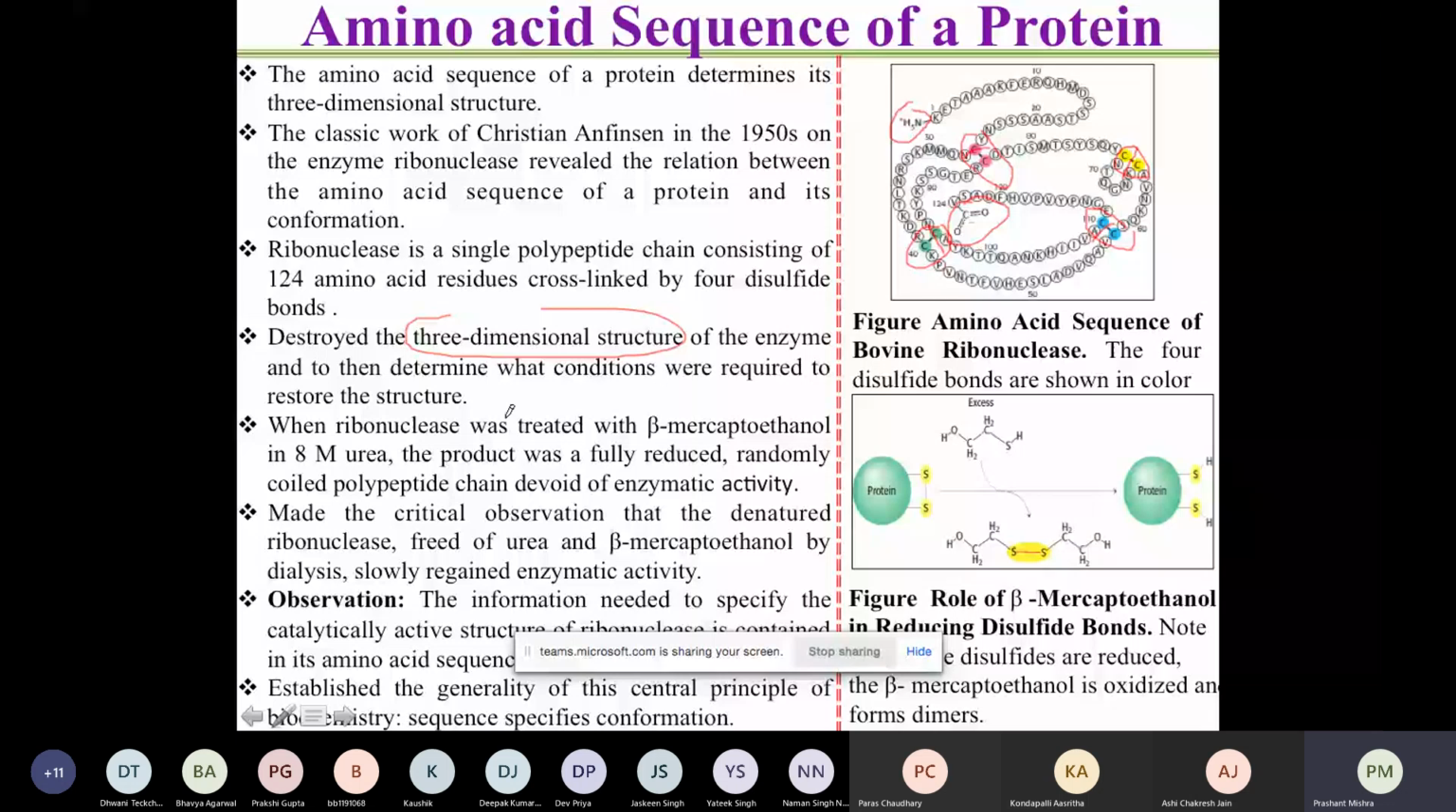So he started learning what is happening. When this enzyme was treated with beta-mercaptoethanol and 8 molar urea, what will happen? Beta-mercaptoethanol breaks the SS bond, then 8 molar urea will denature, and the product was fully reduced. So the ribonuclease was reduced and formed a randomly coiled peptide chain. Now, when he disturbed the tertiary structure, what he found is that there was no enzymatic activity. That means no function was retained by the enzyme.